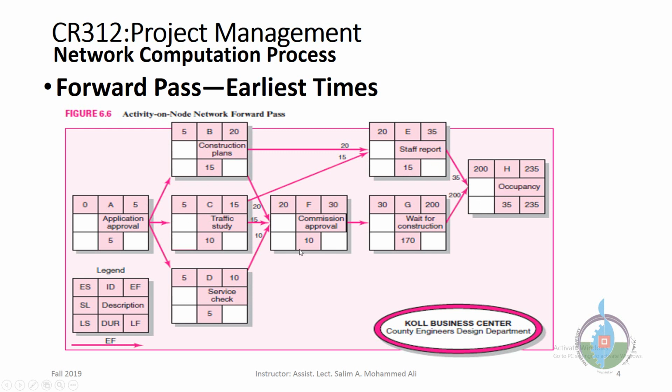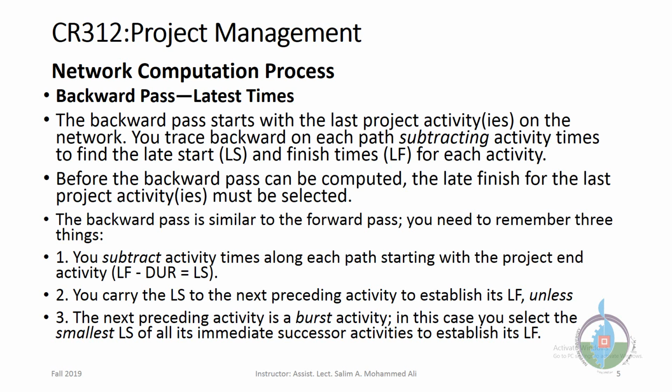We will discuss later how to make sure that this critical path is the actual critical path when we study the backward pass, the latest time. The backward pass starts with the last project activities on the network. It starts from the end. You trace backward on each path, subtracting activity times to find the latest start and finish times, the latest finish for each activity. Before the backward pass can be computed, the late finish for the last project activities must be selected.